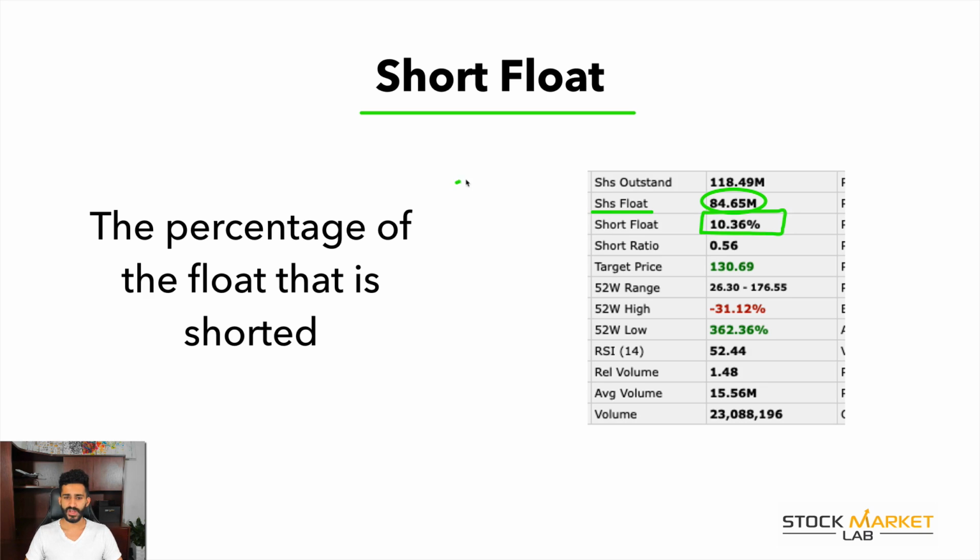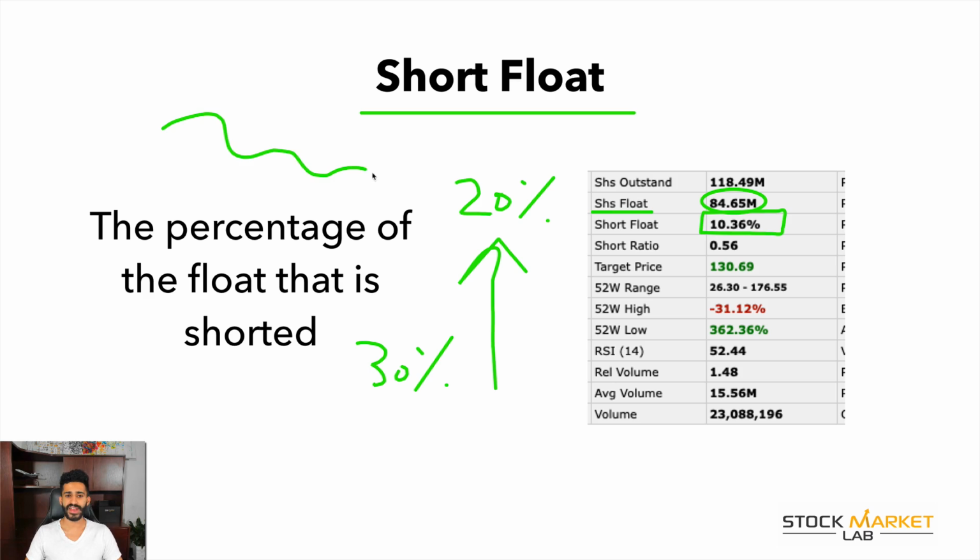Now, usually anything over 20% is considered high short float. Now, think about it. If there's a high short float of 20%, or let's say 30%, that means a lot of people are basically betting against the stock, which creates a lot of negative sentiment or negative news around that stock. And I'll get more into this in the upcoming videos.